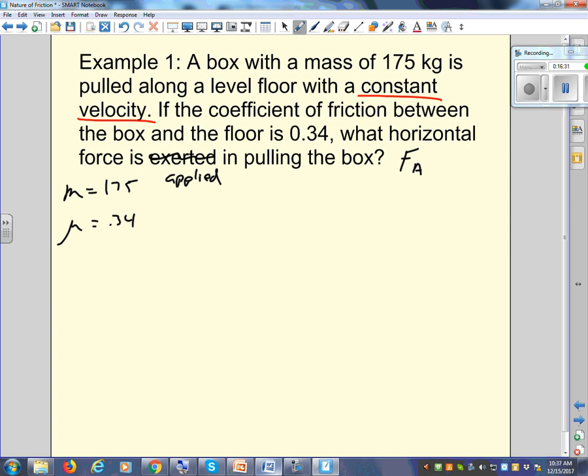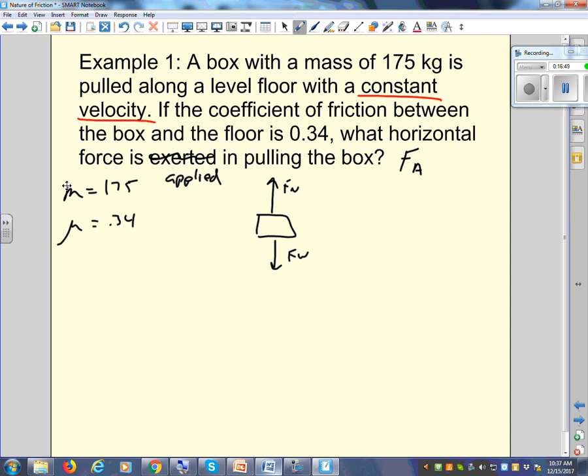Okay, should we draw a little FBD, a little free body diagram? Sure. We probably should, right? Okay, so it's on Earth, so we've got weight force. Is the FF equal to the FN? Are the vertical forces balanced? It's not accelerating that way, so it should be.